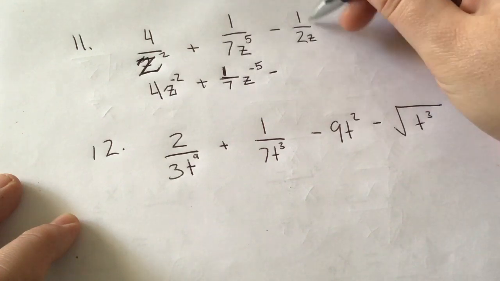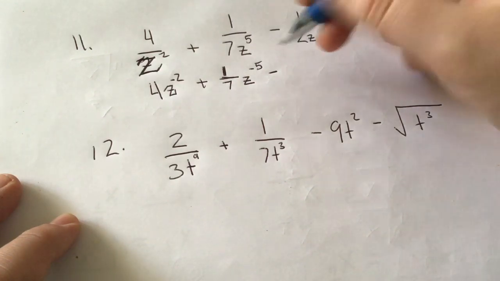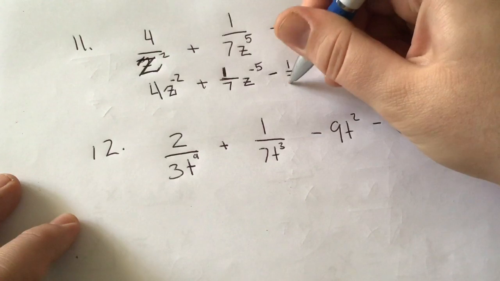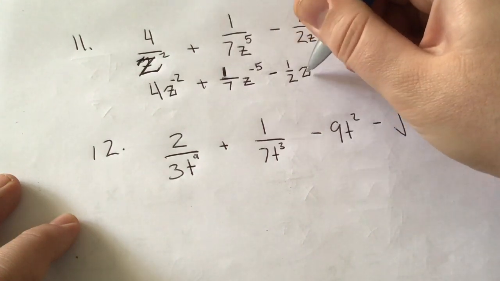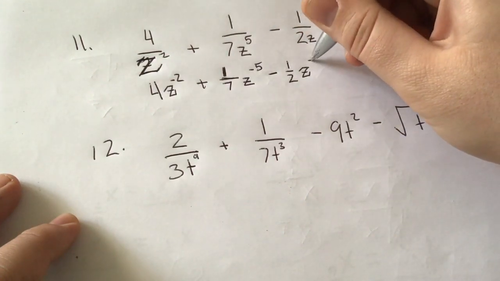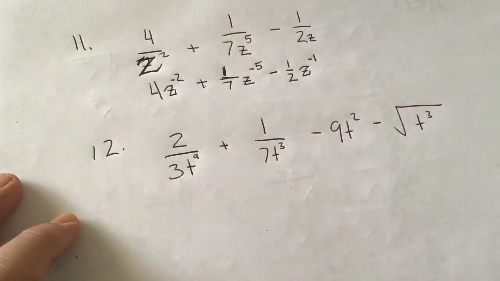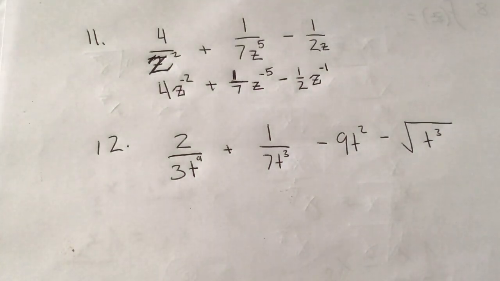Then we have the z moving again, but the 1/2 remaining the same. So 1/2 z to the negative first. Since it doesn't have an exponent written there, we assume that exponent is 1, or we know that exponent is 1. But we have to physically write it, in this case, since it's negative 1.